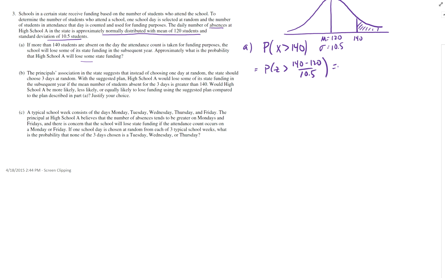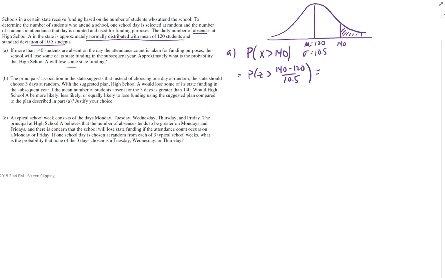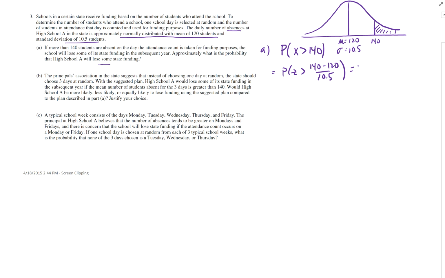You can look up the Z-score on the table, or you can do normal CDF on your calculator. If you do normal CDF, you just enter 140, comma, a really big number, 999, the mean, and the standard deviation. Bingo. 2.8% chance. So there's a 2.8% chance that they will lose some funding. B.